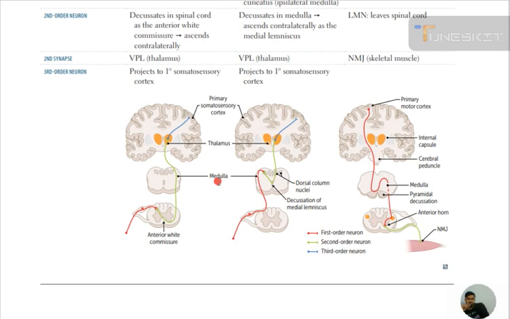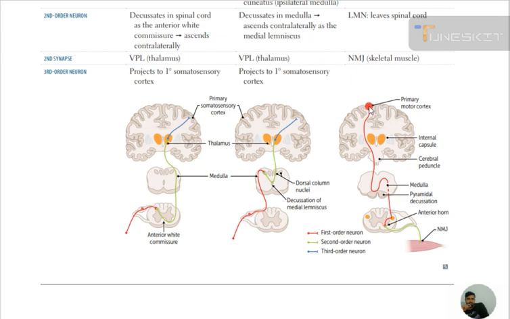So this is also shown in the picture. These are the ascending tracts, through the anterior white commissure, then at the level of medulla, and then they reach the final destination, which is the primary somatosensory cortex. A similar thing is related to this, but this is somewhat different.